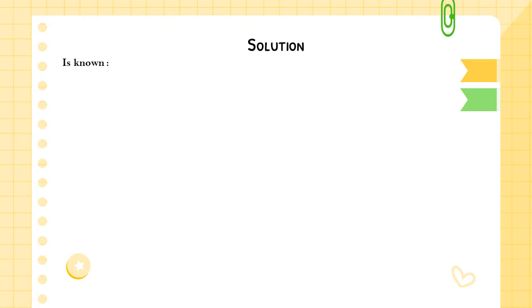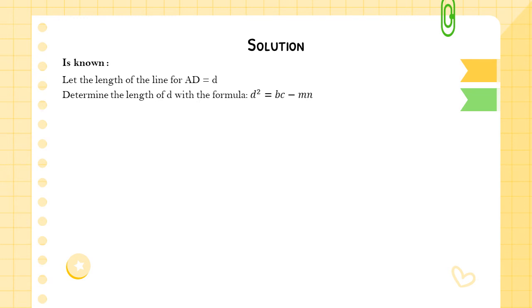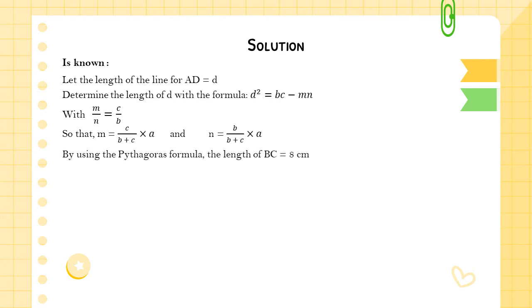Solution. Now, let the length of the line AD equal D. Then, we determine the length of D with the formula D squared equals B times C minus M times N, with M compared to N equals C compared to B, so that M equals C divided by B plus C times A, and N equals B divided by B plus C times A. By using the Pythagoras formula, the length of BC equals 8 centimeters.